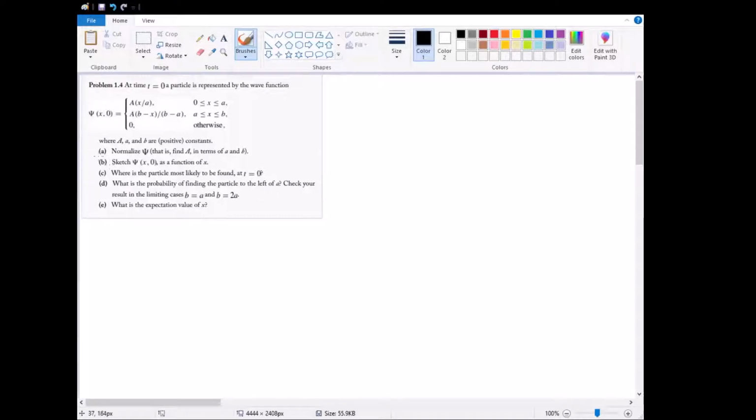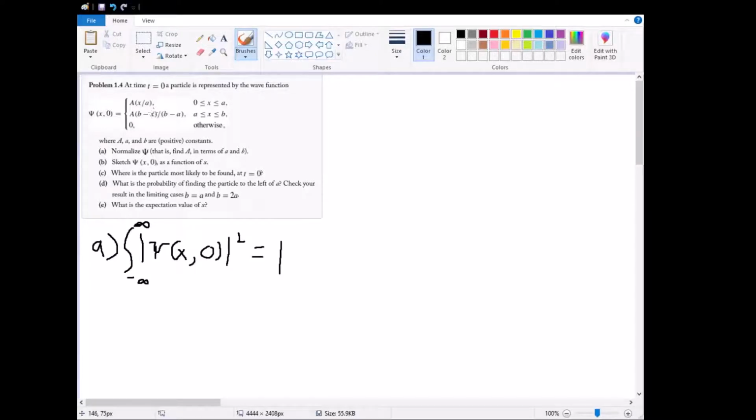So for part A, our first job is to normalize our wave function psi, which is to find big A in terms of little a and little b. So let's start with that. Under normalization, what we require is that the integral of the magnitude of psi of x comma 0 squared over all of space, which in 1D is from negative infinity to positive infinity, must equal 1, because the maximum probability is 100% or 1.